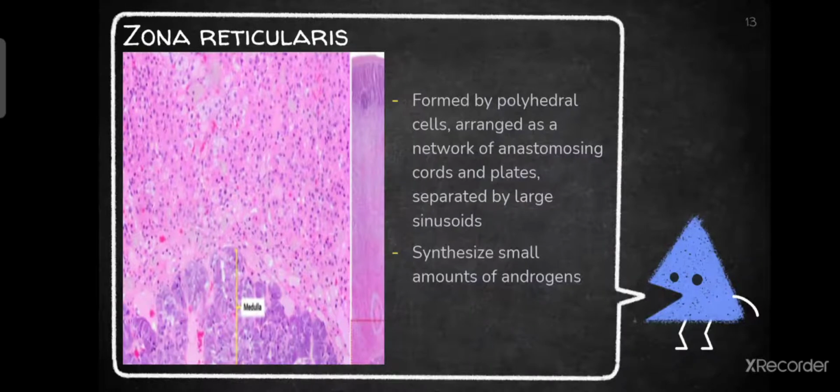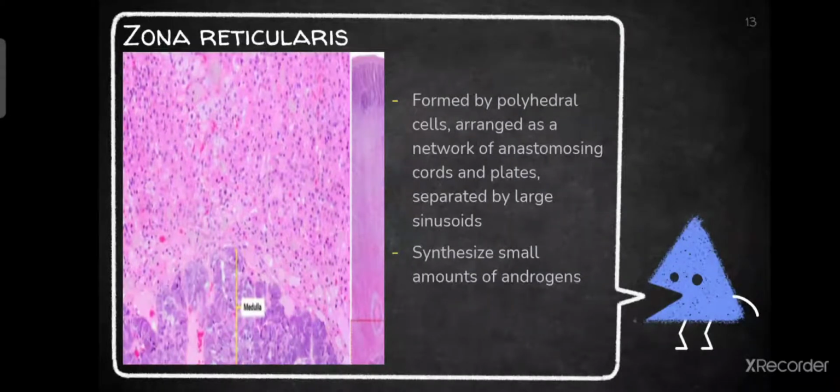Zona reticularis is formed by polyhedral cells arranged as a network of anastomosing cords and plates separated by large sinusoids. These cells synthesize small amounts of androgens. Cells of the zona reticularis are the oldest of the inner cortex, and apoptotic cells are frequently observed.